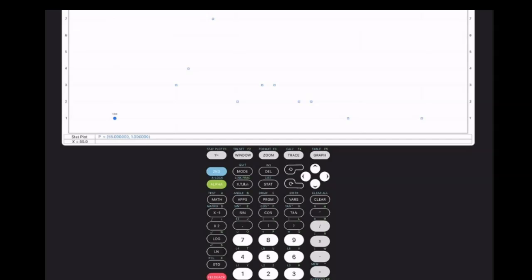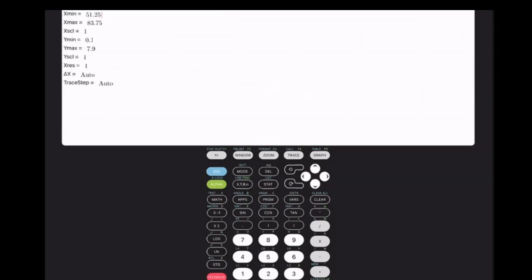But like I said, the purpose of your homework is to do it that way. Now, if we select window, I want you to note that it has different things like X min. Our X min was 50. Our X max was 85. Our X scale, which is the bin, was 5. My Y min was 0. My Y max was 14.